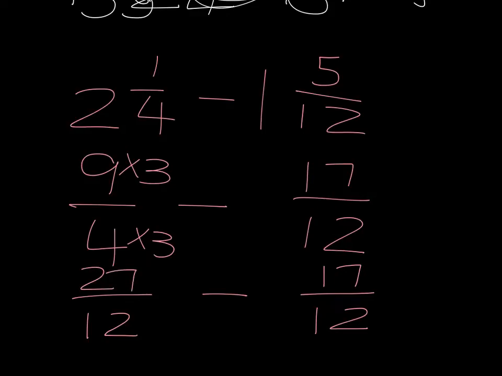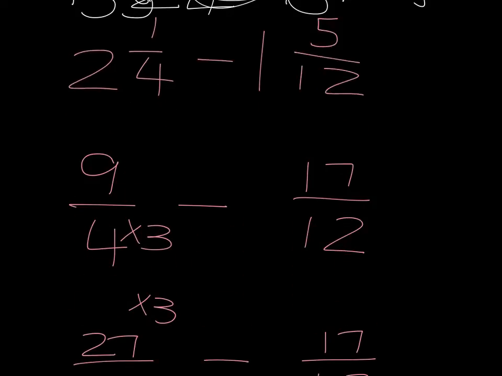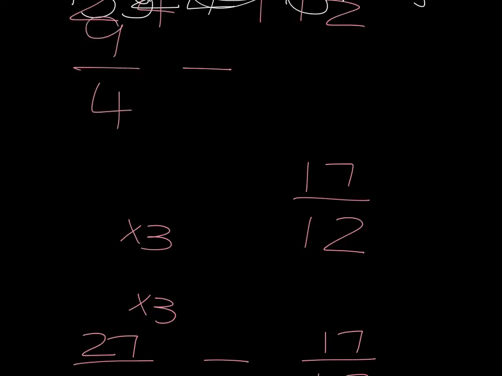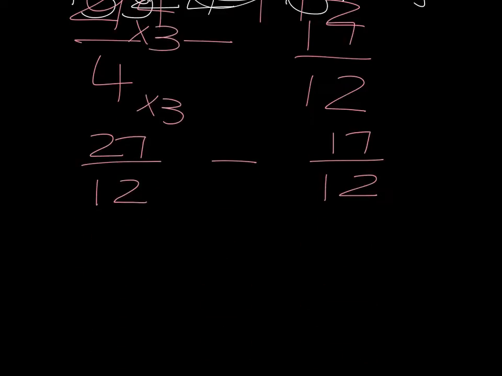Okay, so we've now got 27 over 12 subtract 17 over 12. So remember what I said, you still keep your same denominator. Okay, the family name still has to stay there. But we go 27, take away 17. Well, that'll leave us with 10. Okay, so we write 10.